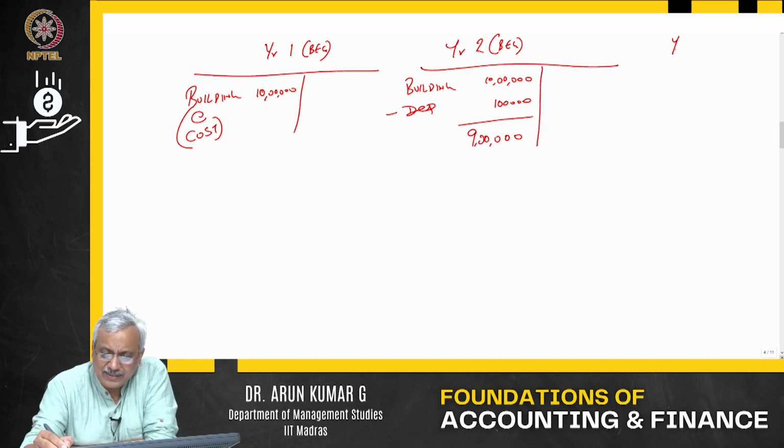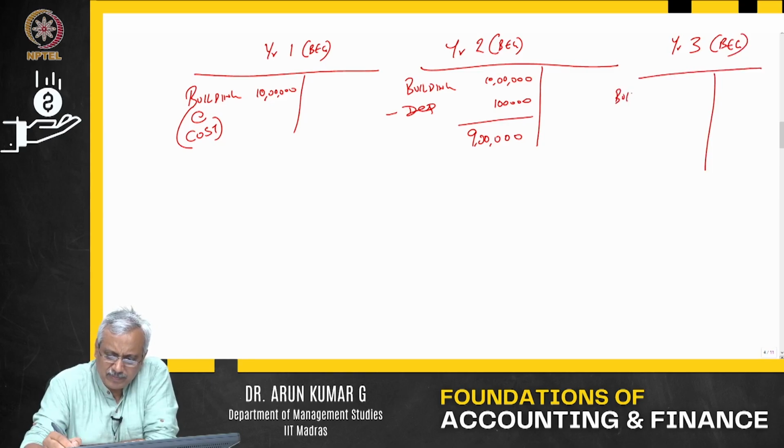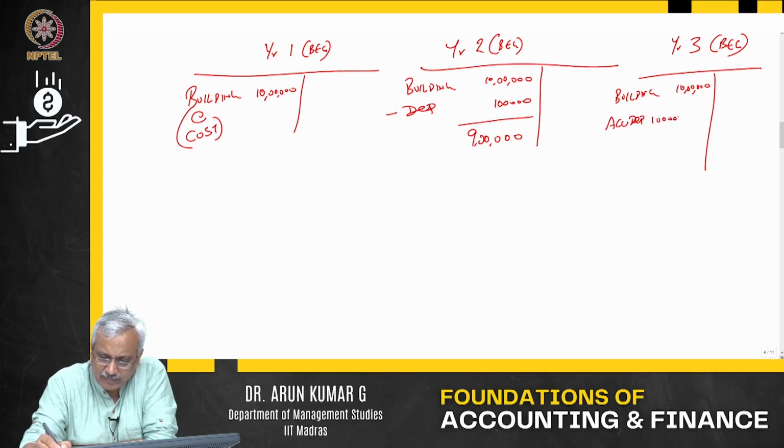Now, let me take year 3 beginning. Same thing, my building is worth about 10 lakhs. Depreciation carried forward from the last year, the accumulated depreciation, is 1 lakh. Current depreciation is 1 lakh. So, total depreciation is 2 lakhs, value of the building is 8 lakhs.